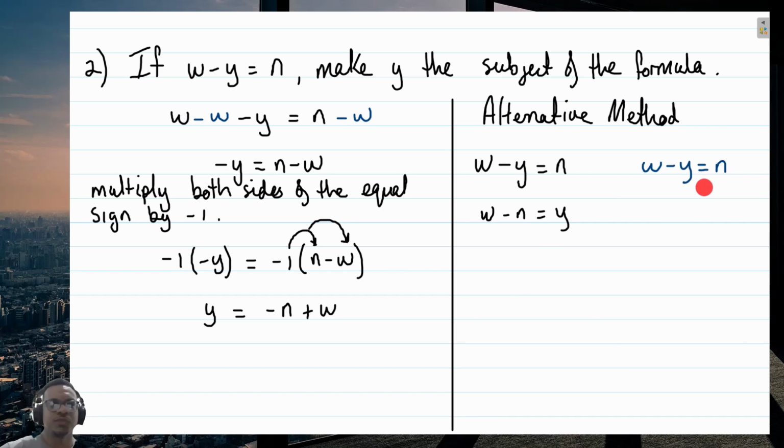Now let me show you visually how I move things around. So because the y is by itself on this side of the equal sign, it's not necessary to write the positive sign, it's understood. So we can leave out the positive sign and just write the y by itself. And that's your answer.